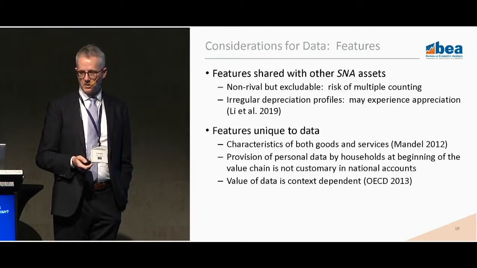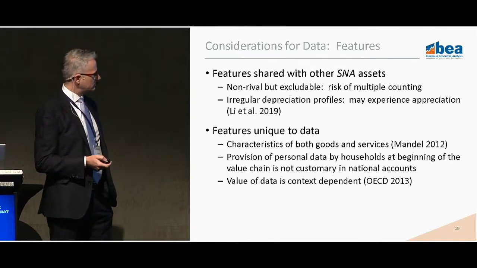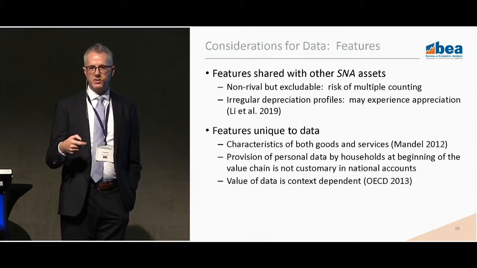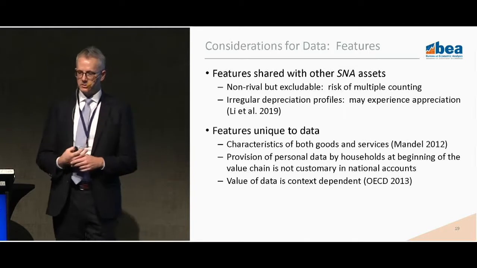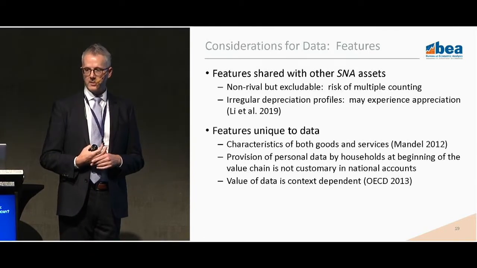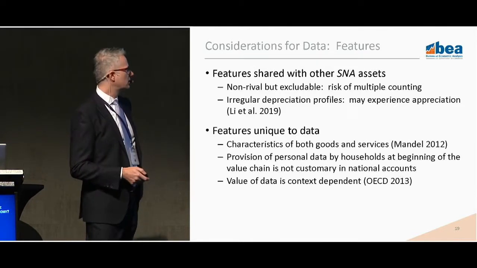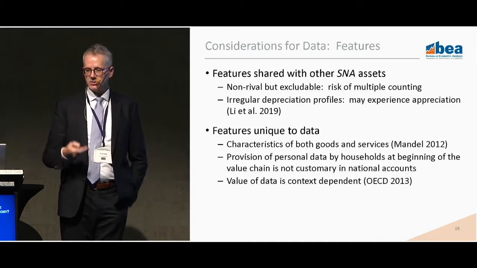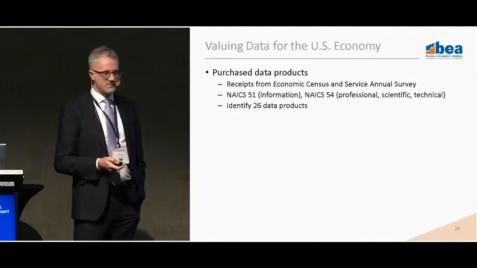The provision of personal data, and this has been mentioned earlier, by households at the beginning of the value chain is not customary in national accounts. We're used to households playing a role at the end of the production chain as a final consumer, but now we're talking about households playing a role at the beginning of the value chain, bartering their personal data in exchange for services from social media, internet search, and others.